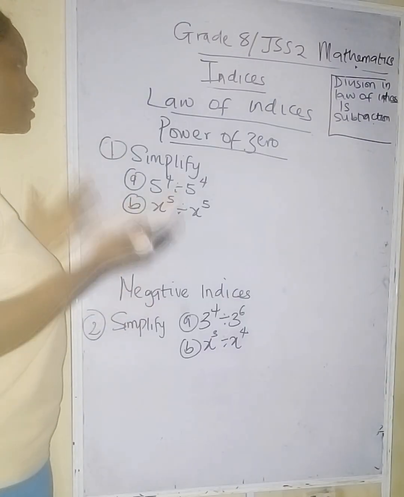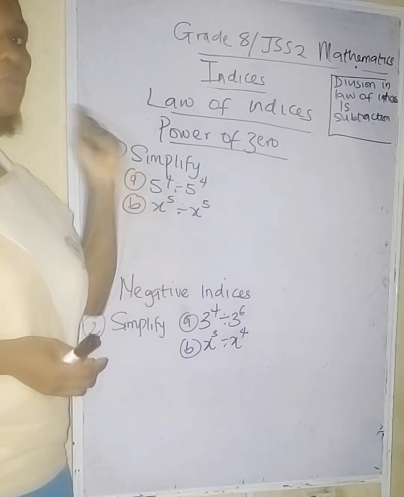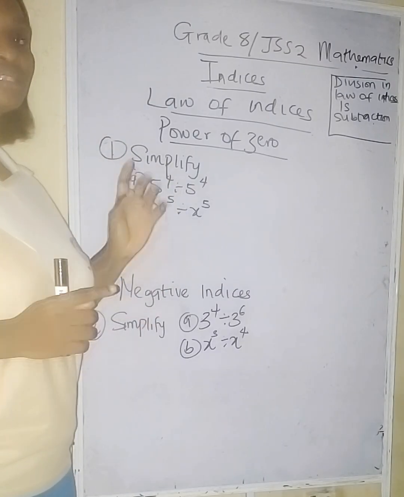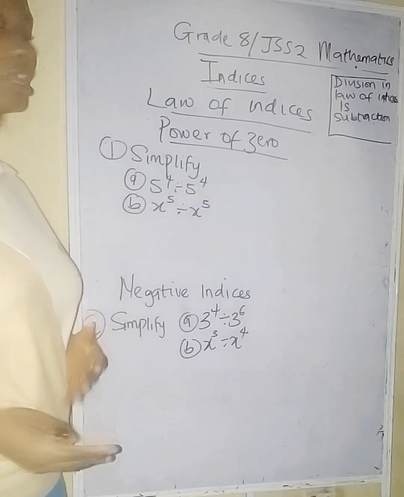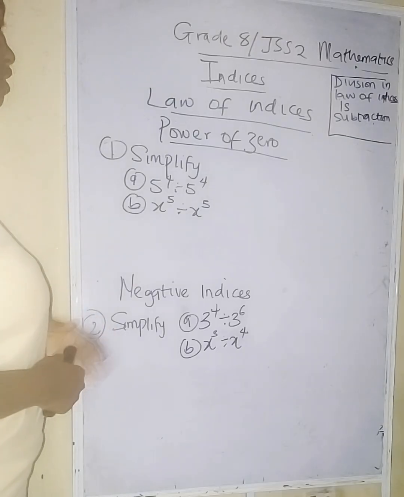Let's solve this question. So this is under power of 0. We are still under law of indices. The first one is multiplication of the same base. The second one is division of the same base and of different base. And the third one is power of 0, which is what we want to solve now. So now let's solve this now.